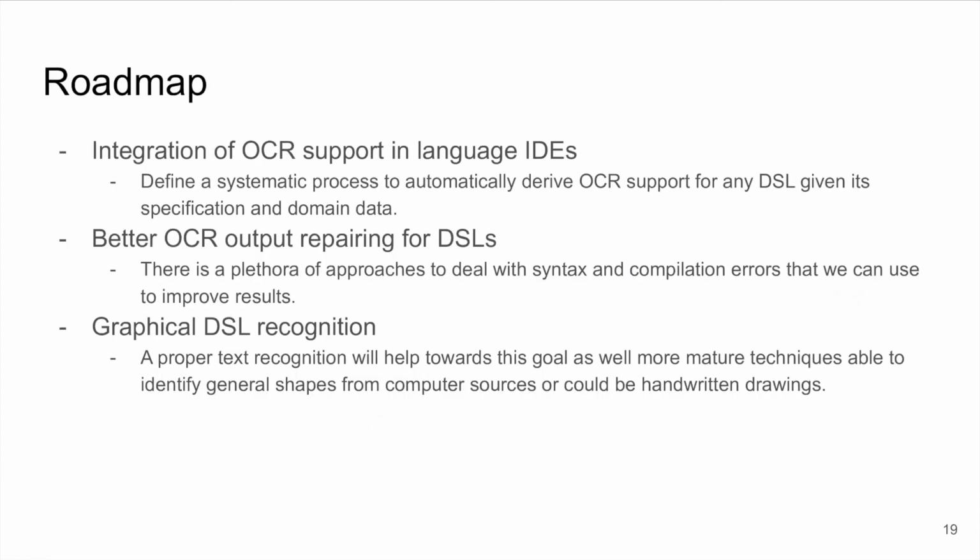So here we have our roadmap. We want to integrate OCR support in language IDEs. For that, we have to define a systematic process to automatically derive OCR support for any DSL given its specification and domain data. We want better OCR output repairing for DSLs, as there are a plethora of approaches to deal with syntax errors and compilation errors that we can use to improve our results.